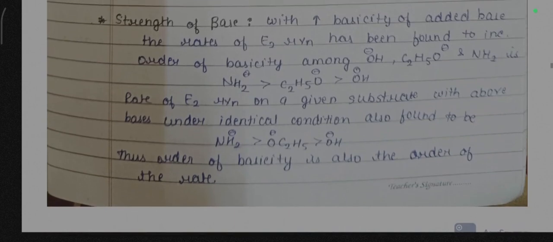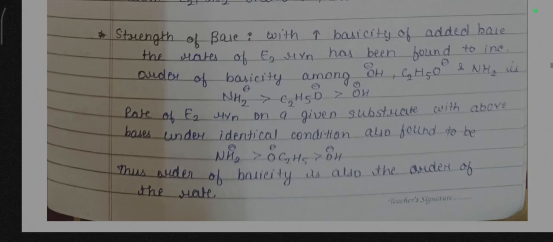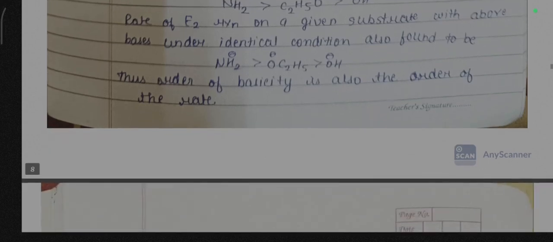Strength of base. With increased basicity of the added base, the rate of E2 reaction has been found to increase. The order of basicity among OH negative, C2H5O negative, and NH2 negative is NH2 negative greater than C2H5O negative greater than OH negative. The rate of E2 reaction on a given substrate with the above bases under identical conditions is also found to be NH2 negative greater than C2H5O negative greater than OH negative. Thus, the order of basicity is also the order of the rate.